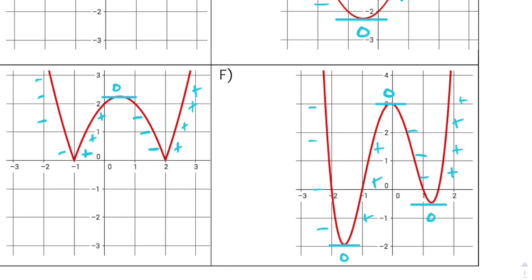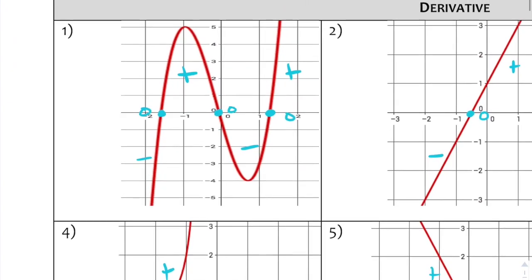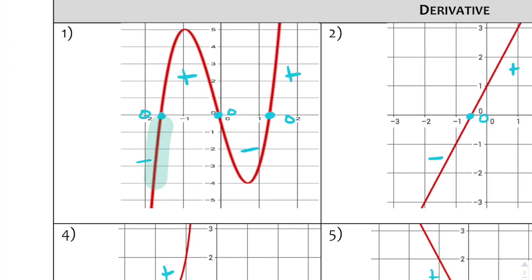This one has 3 zeros, 1, 2, 3, at about -1.5, 0, and 1.25 or so. It has all negative slope, all positive, all negative, all positive. So F is going to match up with number 1: all negative function, all positive function, all negative function, all positive function, and 1, 2, 3 zeros.